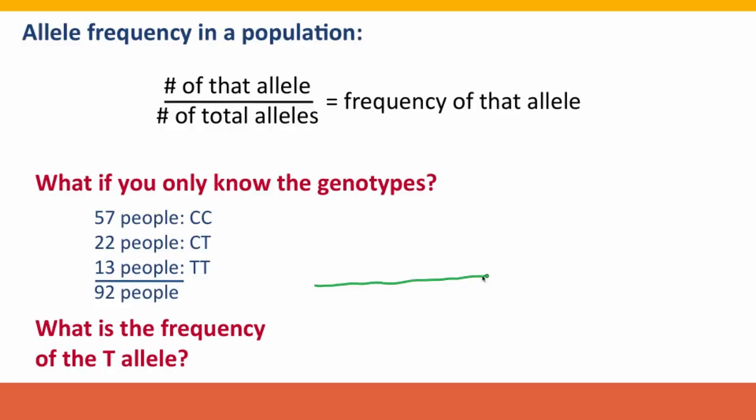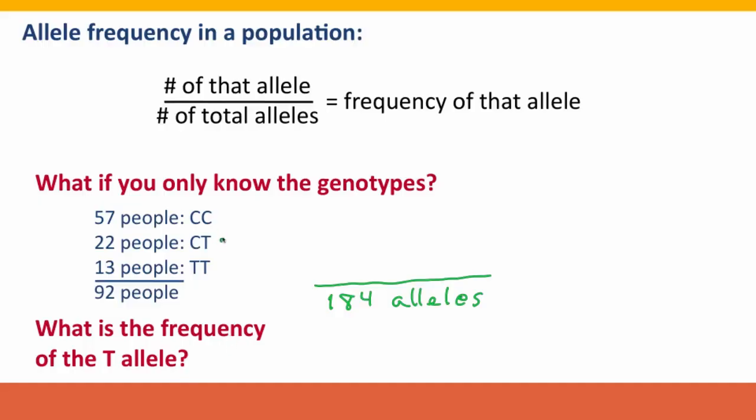We know that there are 92 people. Each person has two alleles, so that's 184 alleles in the whole sample of the population. And we're assuming that this is a large enough sample that it's representative of the population. What's the frequency of the T allele?